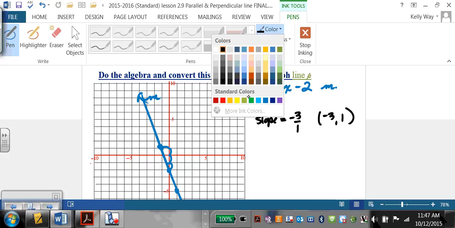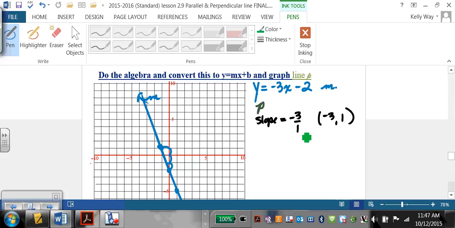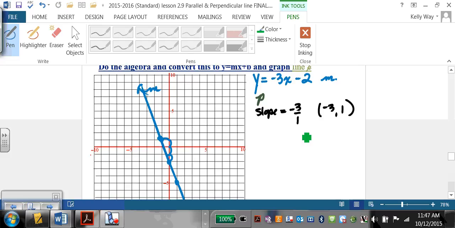Now we do this graphically and we do it algebraically. Step 1, we do it graphically. So plot the point negative 3, positive 1. I'm helping in number 6 right now. I'll be there momentarily.